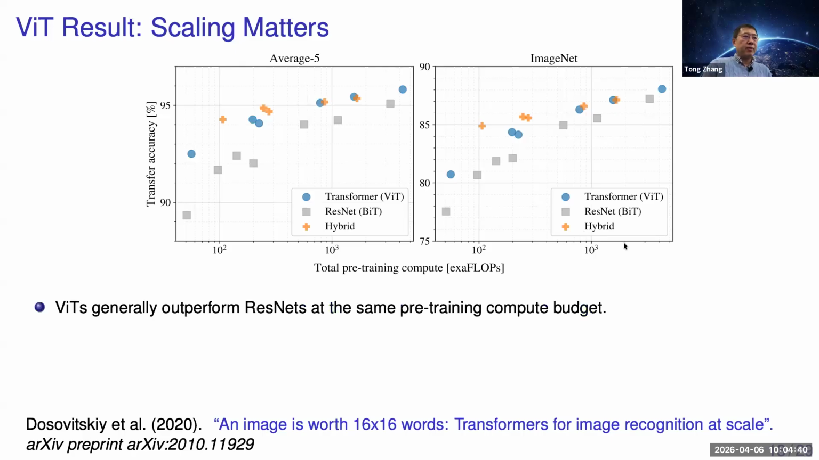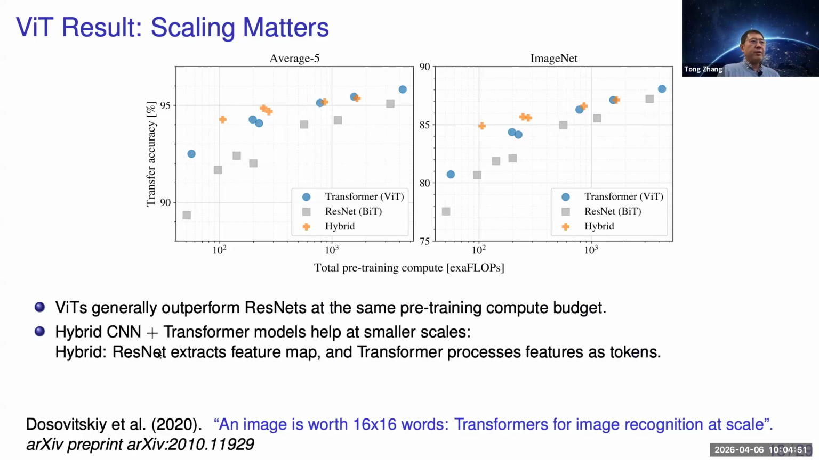Hybrid generally performs well at the same pre-training compute budgets. Hybrid means you start with the ResNet, extract some feature map, and then on top of that do a transformer. Of course, you also have some inductive bias, so you can get better to start with, but eventually it doesn't really get much advantage. All the inductive bias can be learned. That's a very interesting lesson.